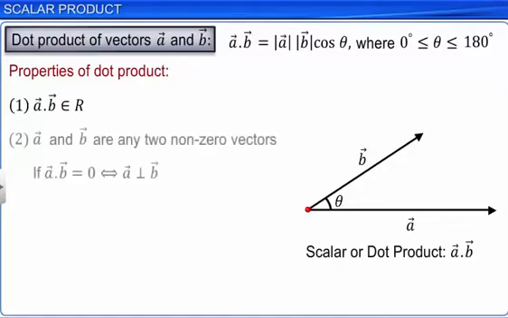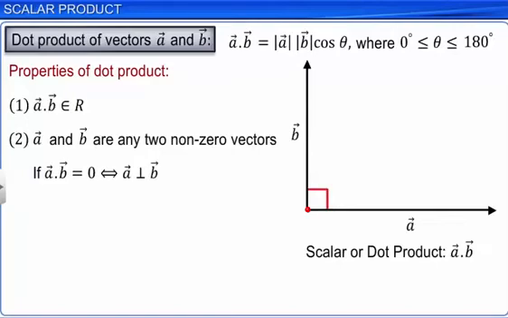Suppose vector A and vector B are non-zero perpendicular vectors. Therefore, the cosine of the angle between them is 0. Hence, their dot product is 0. The converse is also true. Suppose vector A and vector B are non-zero vectors such that their dot product is 0. Then, the two vectors are perpendicular to each other.